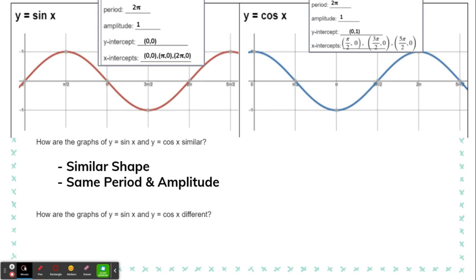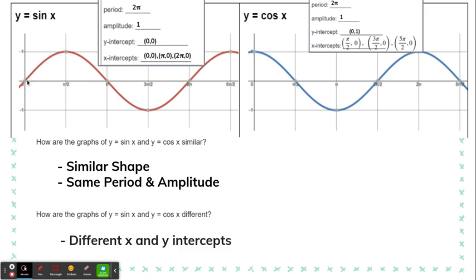So their period is exactly the same, and their amplitude is even the same. Their shape is very similar. It waves up and down, up and down. They just happen to start at a different spot.